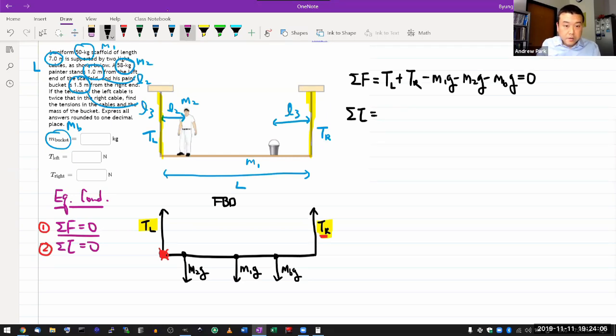The left tension generates no torque because the lever arm there is 0. The right tension, it looks like the lever arm there is L, the entire length of the scaffold. So, I need to decide on a sign convention. Here, let me use the other convention. So I'll say counterclockwise is positive and that clockwise is negative.